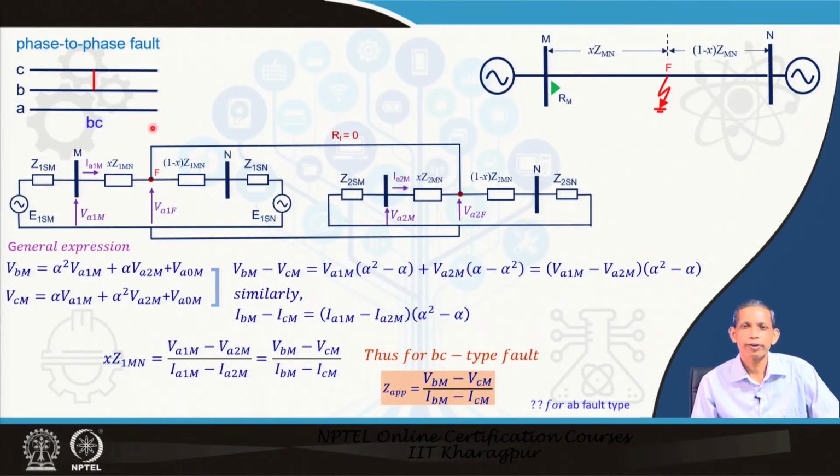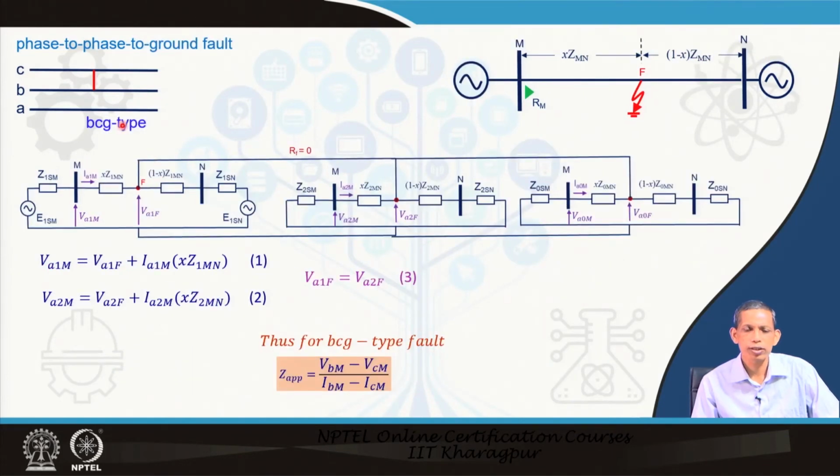So, we found that for 3 phase fault it is V A divided by I A, and for line to ground fault, AG fault, we got V A divided by I A plus K naught I naught, and for BC fault we got Z apparent equals V B minus V C divided by I B minus I C. Now, we will see the fourth category, the last one.